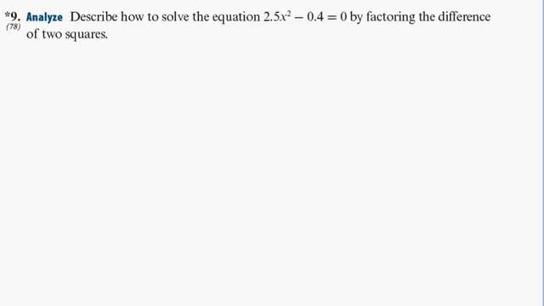9 is asking us to describe how to solve the equation. I'm just going to start by solving it, and then we'll figure out how to describe it from there. All right, so it says we're solving by factoring the difference of two squares.